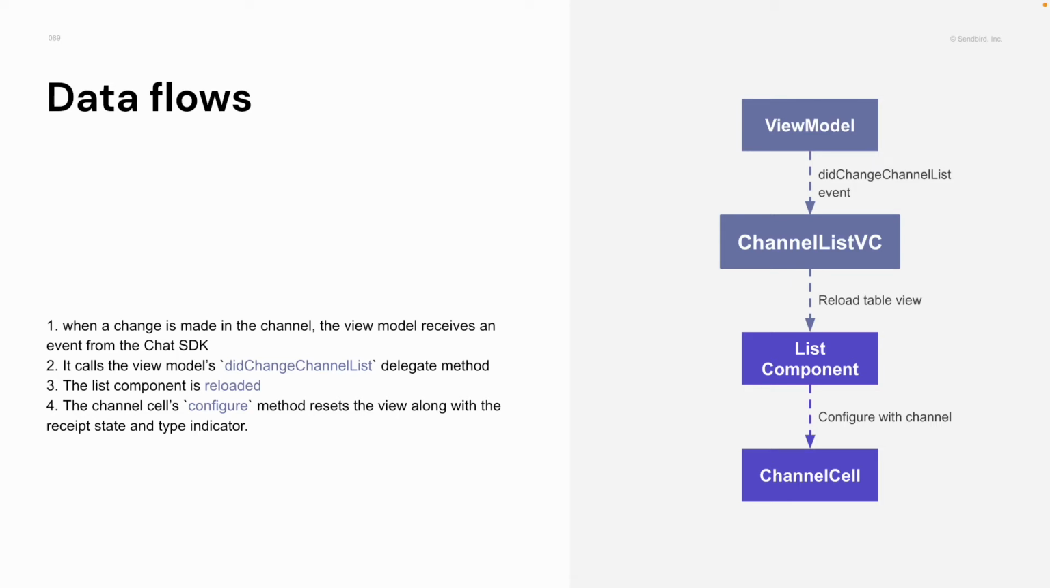First, when a change is made in the channel, the view model receives an event from the chat SDK and calls the view model's didChangeChannelList delegate method. When this delegate method is called, the list component is reloaded, and during this process, the ChannelCell's configure method resets the view along with the received state and typing indicator. Here's the code snippet.